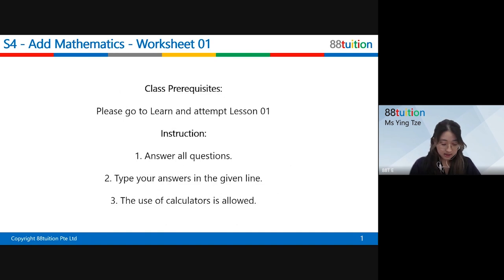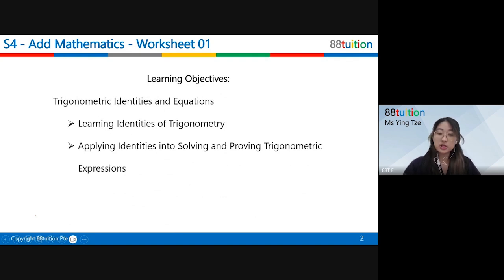So for this lesson, we are going to go through trigonometry. Trigonometry is actually a very big chapter in A Math. It's split into many multiple lessons. So today we'll be focusing on some of the simple identities and also solving and proving trigonometric equations.